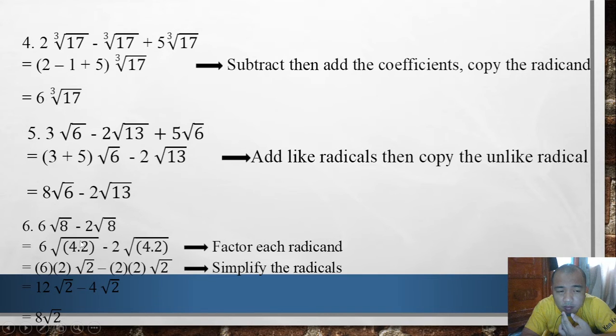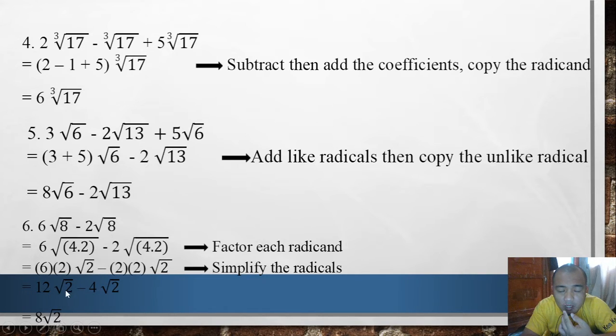So that we have here 6 times the square root of 4 times 2 minus 2 times the square root of 4 times 2, which is yung 8. Then what is square root of 4? 2. So you multiply the square root of 4 to 6, which is 12. Matitira yung 2 na radicand because we cannot anymore simplify that. Minus 2 times 2. Yung square root of 4 is 2. Square root of 2. Yan. So 6 square root of 8 minus 2 square root of 8 becomes 12 square root of 2 minus 4 square root of 2.